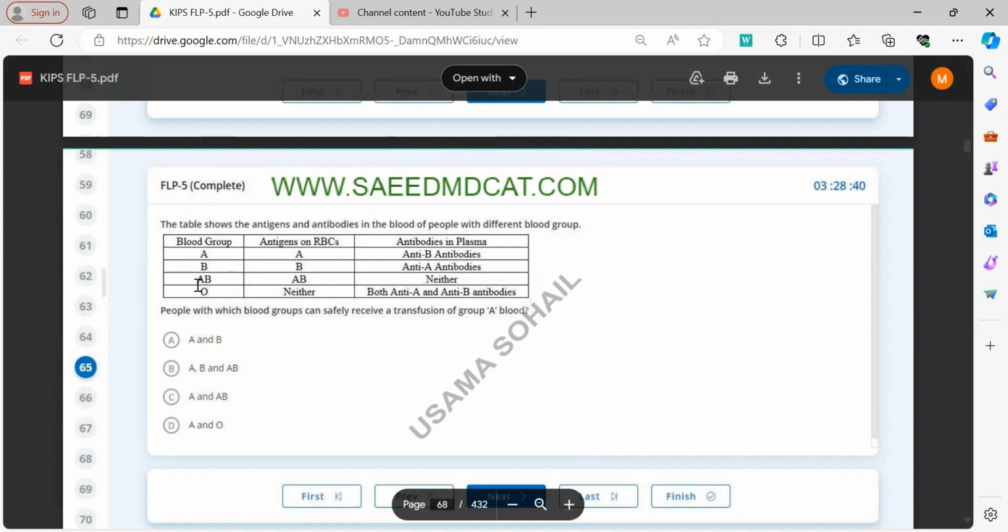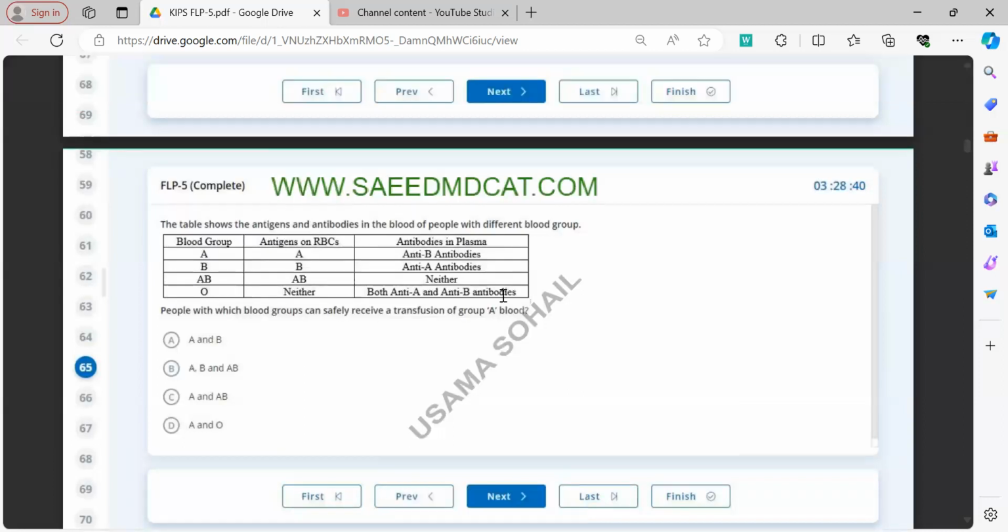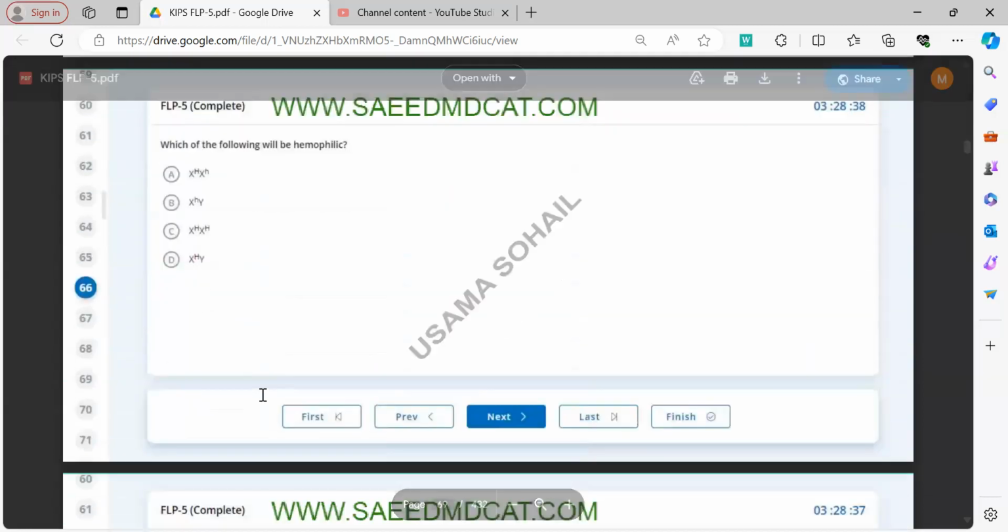Now you need to know the blood groups in detail. You need to know that the universal donor is blood group O, which means that it can donate blood to anyone, whereas AB is the universal recipient. So if a person has blood group A, obviously blood group A can receive, but apart from A, AB can receive it as well.